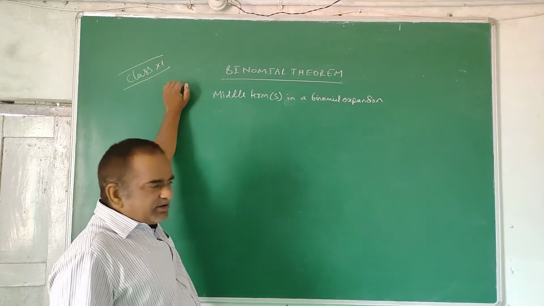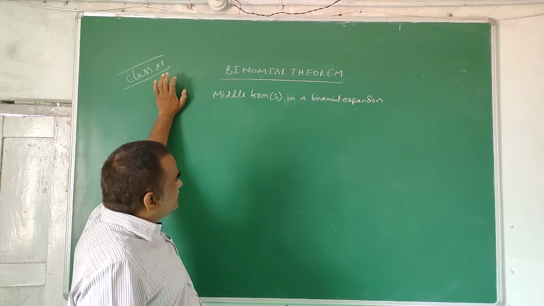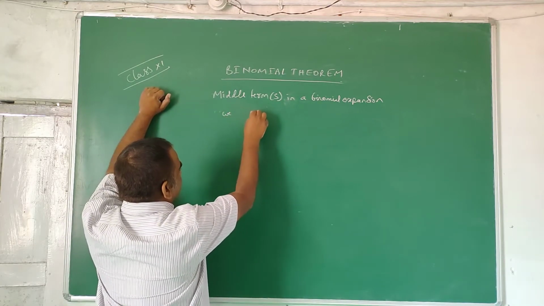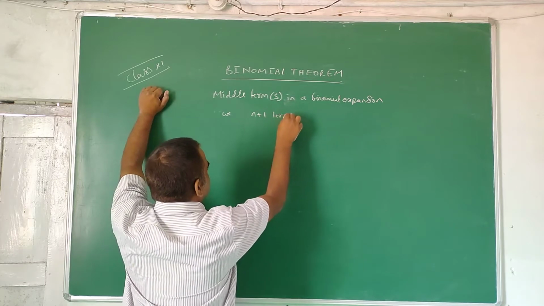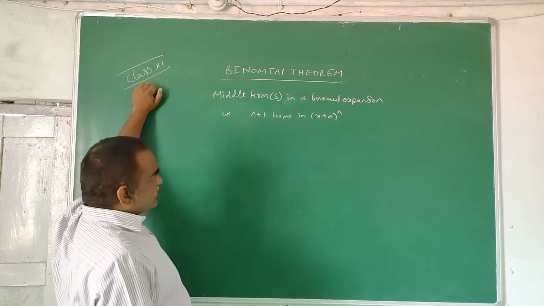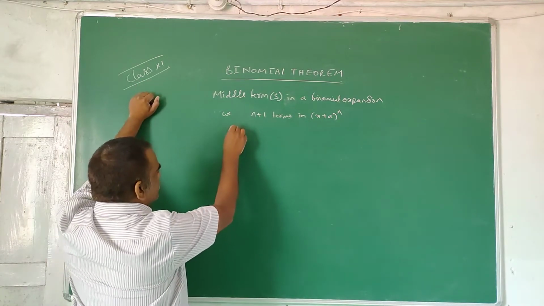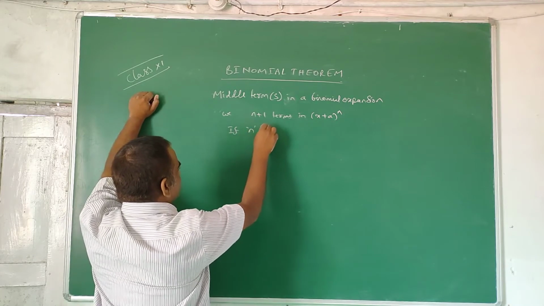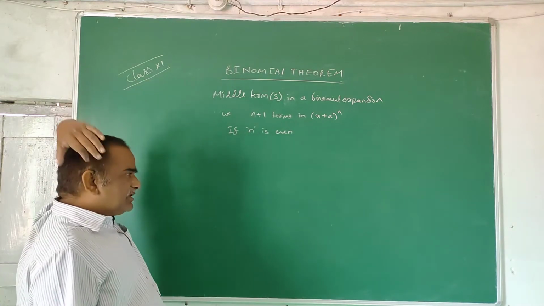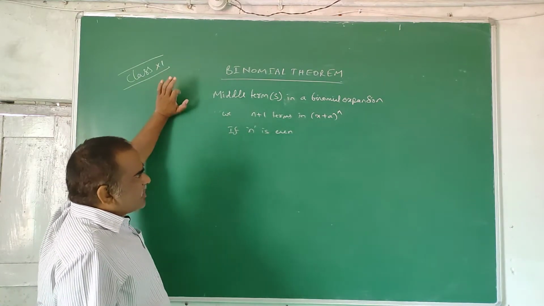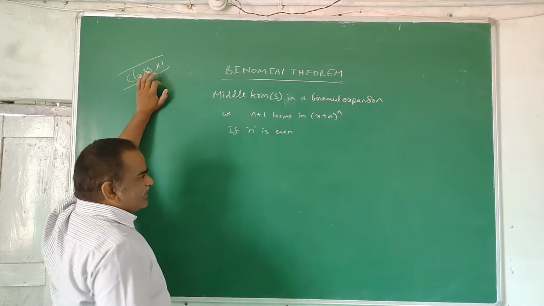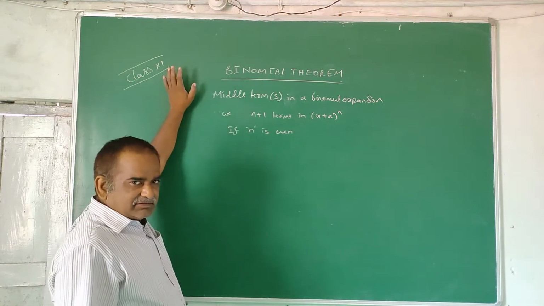Now dear students, we are going to discuss the middle term or middle terms in a binomial expansion. We know that there will be n plus 1 terms in the expansion of (x plus a) whole power n, right? Now if n is even, how many terms will be in the middle? If n is even, there will be only one term in the middle.